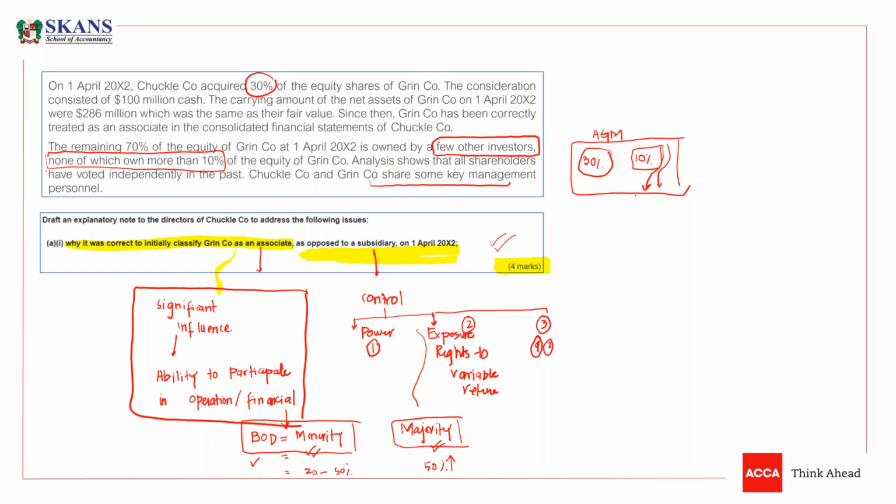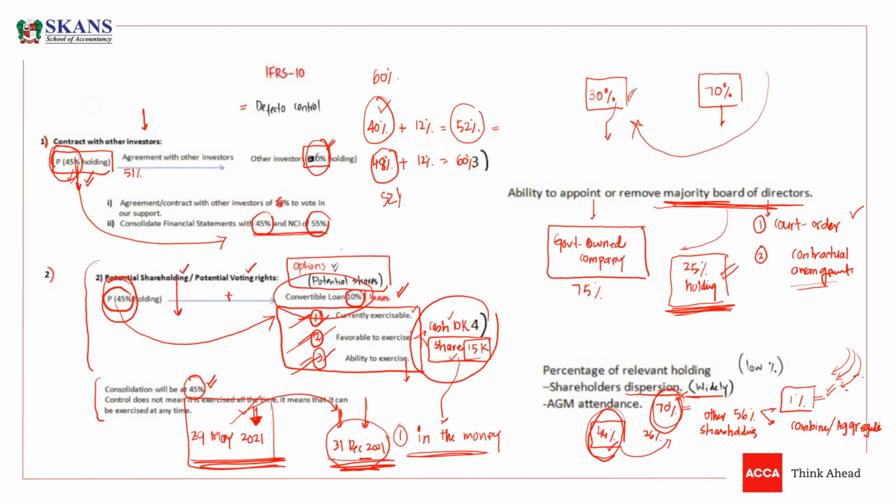Okay, still we can say they regularly vote in the meeting. So we need to observe the AGM attendance, and by just having 30%, we can't say that right now we have control. Now, guys, let's move towards this part.